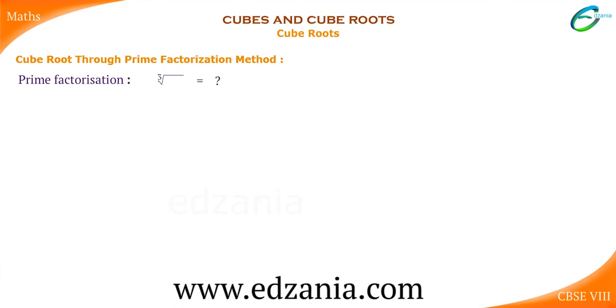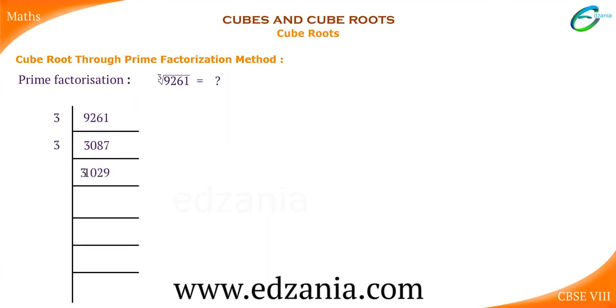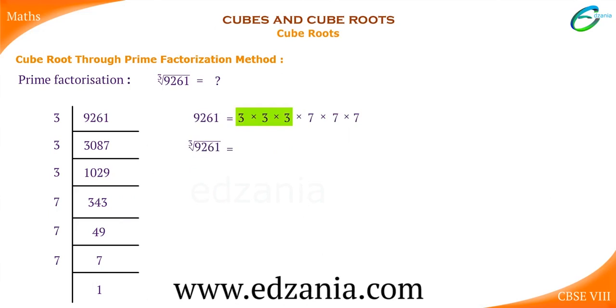How can we find cube root of 9261? We have to prime factorize 9261. After prime factorization, we get 9261 equals 3 into 3 into 3 into 7 into 7 into 7. The value of cube root of 9261 is 3 multiplied by itself 3 times, taking 1 three down, and 7 multiplied by itself 3 times, take 1 seven down, and multiply both 3 and 7.